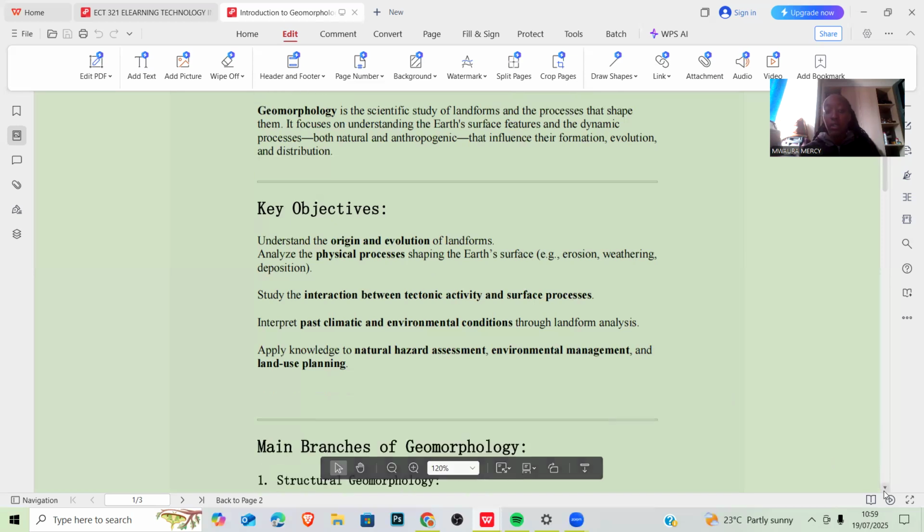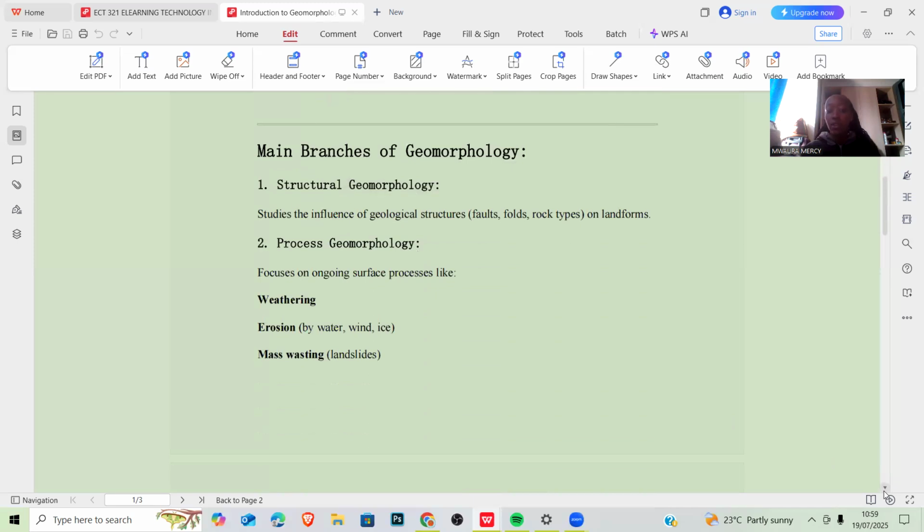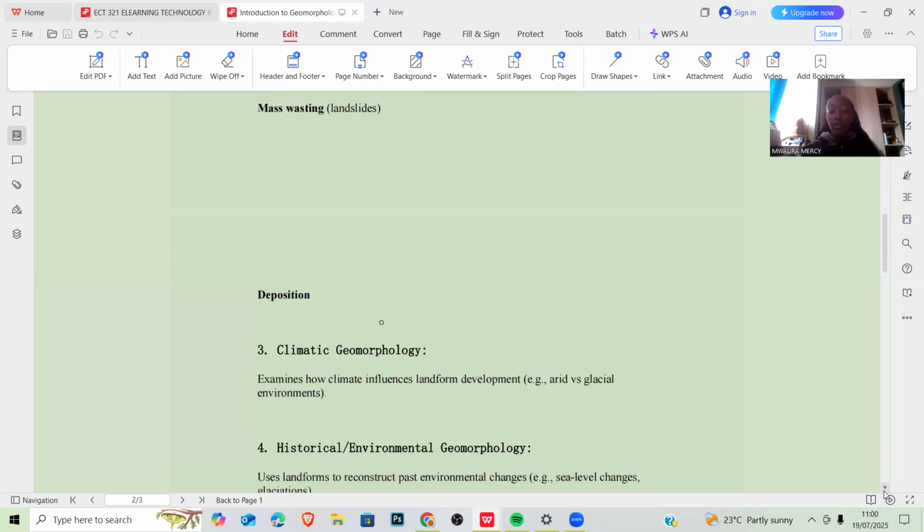On to the next. We're going to go to the main branches of geomorphology. Geomorphology has two branches, which include structural geomorphology and process geomorphology. Structural geomorphology studies the influence of geological structures on landforms. These geological structures are faults, rock type, all that. Process geomorphology focuses on ongoing surface processes like weathering, erosion, mass wasting, and deposition.